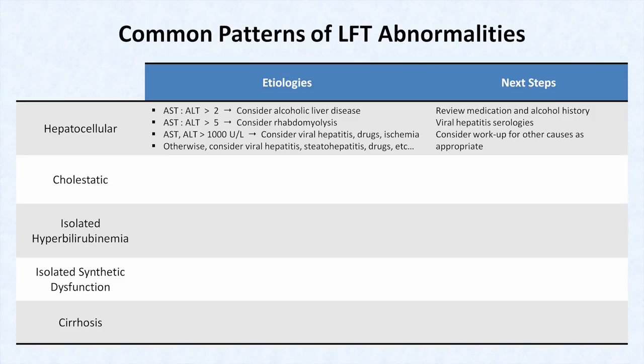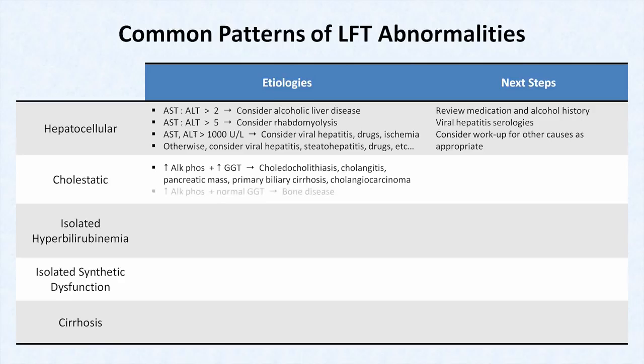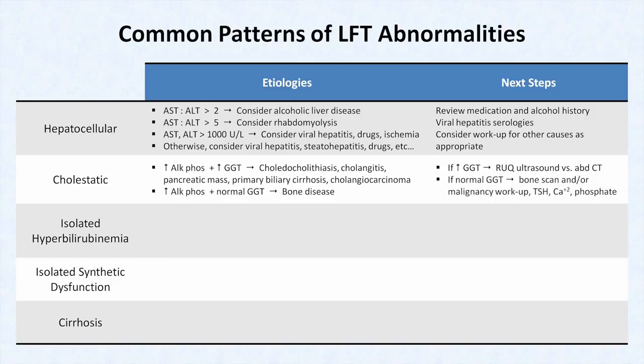For the cholestatic pattern, if ALK-Phos and GGT are both increased, consider primary biliary diagnoses such as choledocholithiasis, cholangitis, an obstructing pancreatic mass, primary sclerosing cholangitis, and cholangiocarcinoma, among many other diagnoses. If the ALK-Phos is increased but GGT normal, consider bone disease as a likely cause. The next steps here, if GGT is elevated, get a right upper quadrant ultrasound, or debatably an abdominal CT. If the GGT is normal, consider a bone scan and/or malignancy workup.